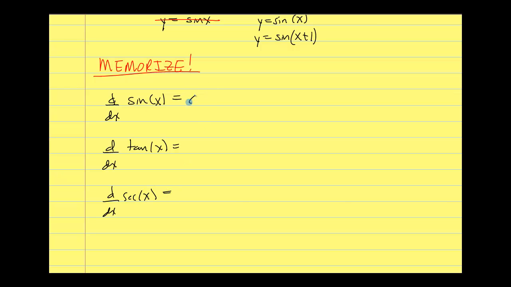Okay, the derivative of sine is cosine of x. The derivative of tangent of x is secant squared of x. Notice the arguments don't change. The derivative of secant x is secant of x times tangent of x. Important thing to remember here is you need the argument after each of the trig functions.